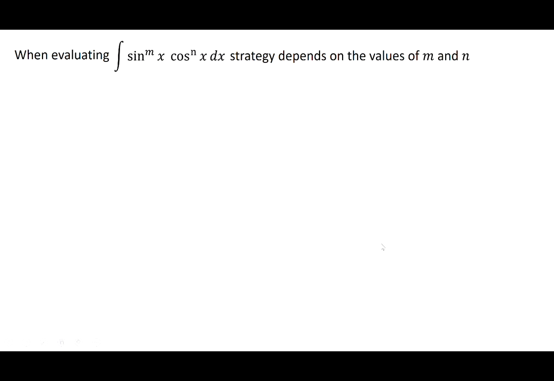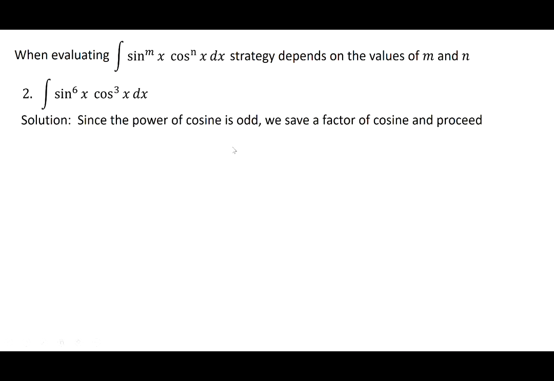When evaluating the integral of sine to the mx cosine to the nx dx, strategy depends on the values of m and n. Let's see. Integral of sine to the 6x cosine cube x. Does that look like the integral of sine to the mx cosine to the nx dx? It does. Cool. So what should we do? Well, is the power of cosine odd? Yep, the power of cosine is odd.